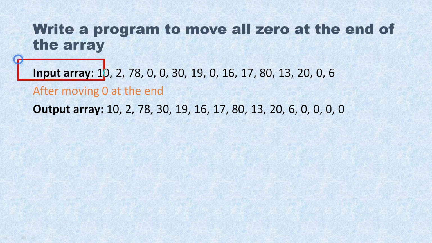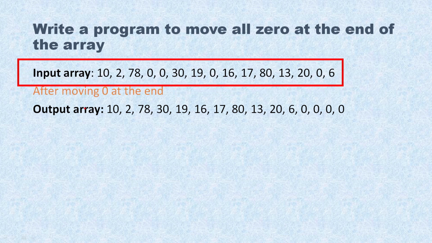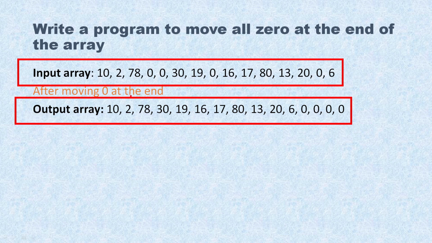So here you can see I have an input array, right? And after moving 0 to the end, we want the output in this format. One thing you should keep in mind is that the order of the elements in the input array should be the same in the output array. So here you can see 10 is one of the non-zero numbers which comes first in both the input array and output array, right? Then 2, then 78, then 30, then 19, 16, and so on, right? And all the 0s have to be put at the end of the array, right?